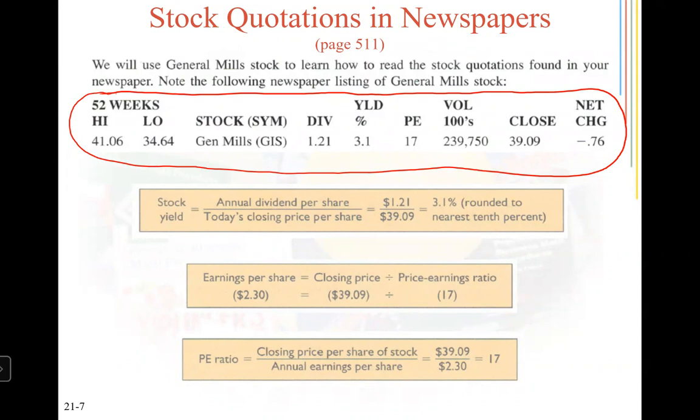So the dividend for this particular stock is $1.21. If you only own one share in that company, when they pay out dividends, you'll get $1.21. If you have 100 shares, you'll get 100 times $1.21. If you have 1,000 shares, you'll get 1,000 times $1.21 as your dividends.